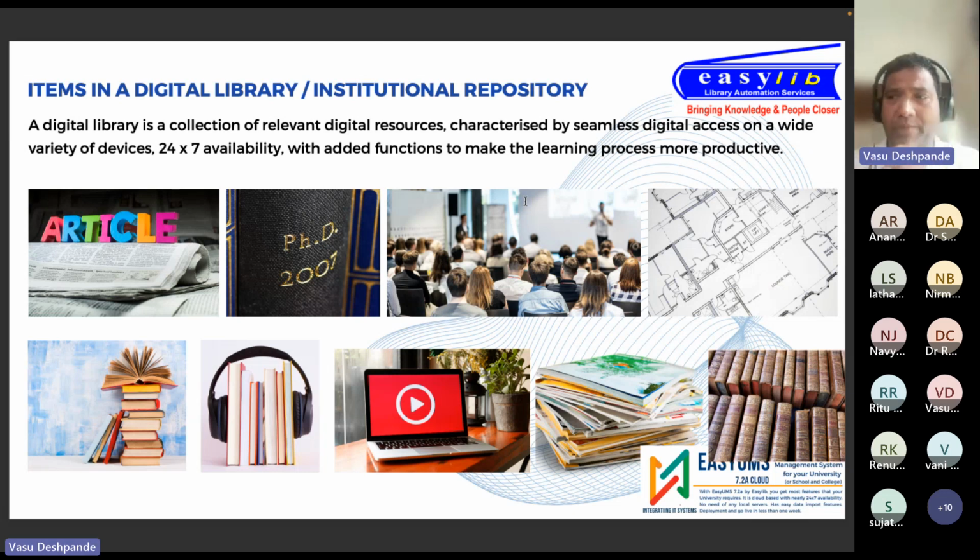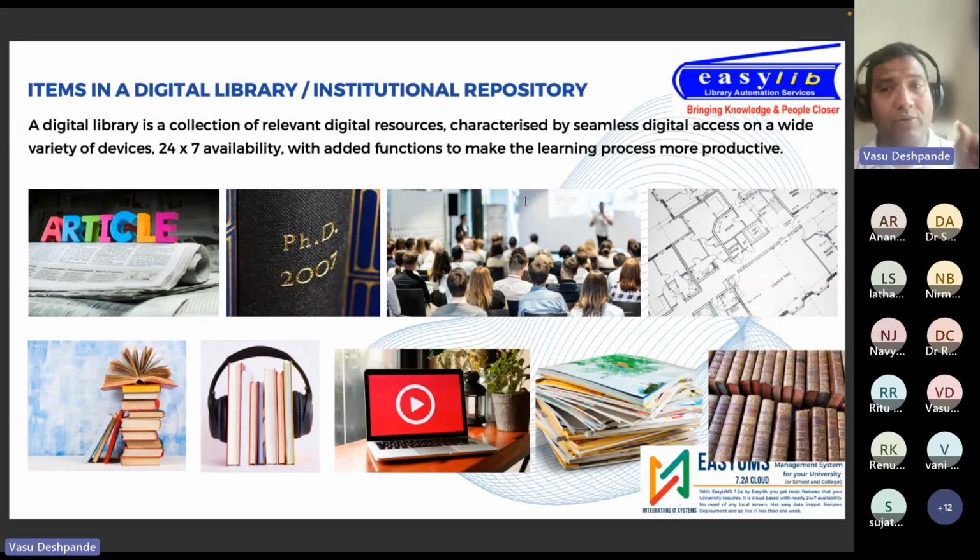So it should be as simple as picking a book and reading; the digital library should be as simple as opening that and reading. So seamless digital access on a wide variety of devices. I could have an iPhone, somebody could have any of the 15,000 different Android devices, Mac, PC, and so on. 24/7 availability with added functions, right? Of course, this being a technology, we need added functions to make the learning process more productive.